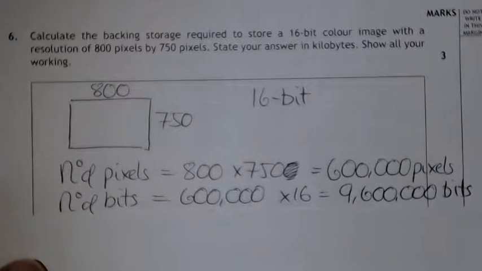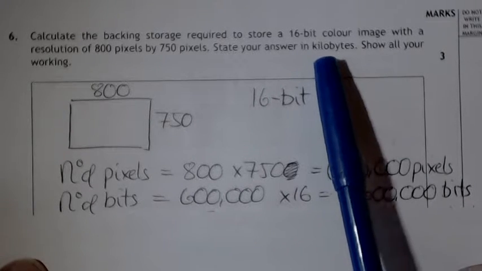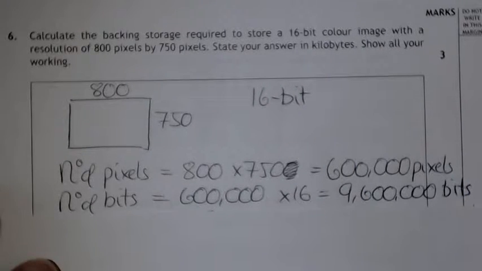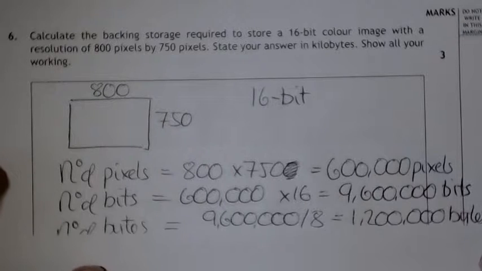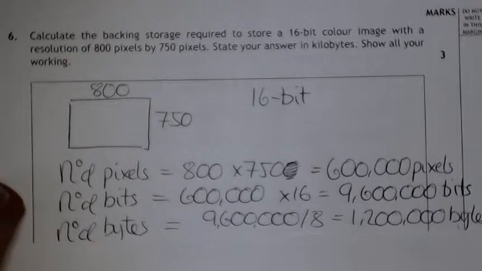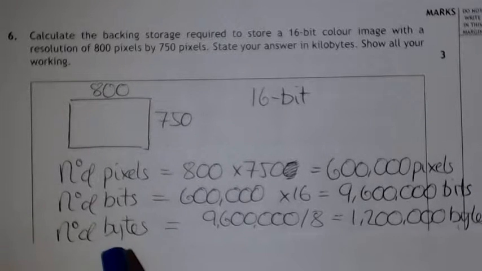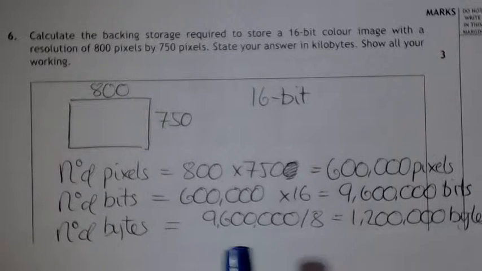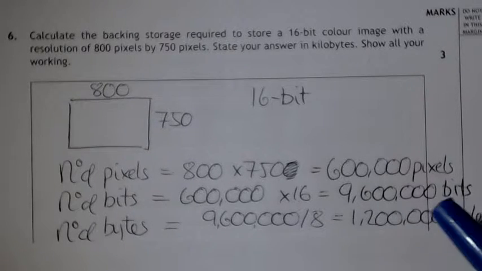After that, we then need to get it into, they're now saying kilobytes, so to get from bits to bytes, okay, you divide by 8, so think about it. If you ate something, you take a bite out of something, that's how I remember it, okay. So 9,600,000 divided by 8, and that will give you 1,200,000.